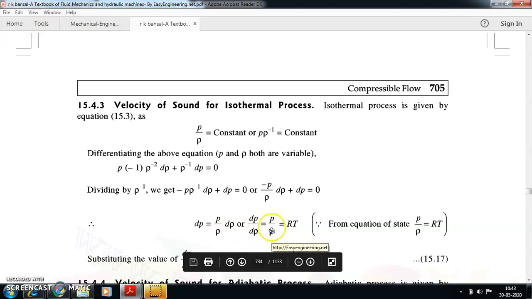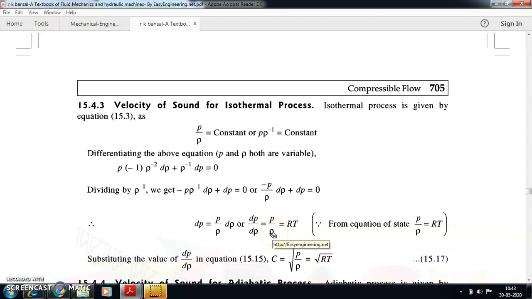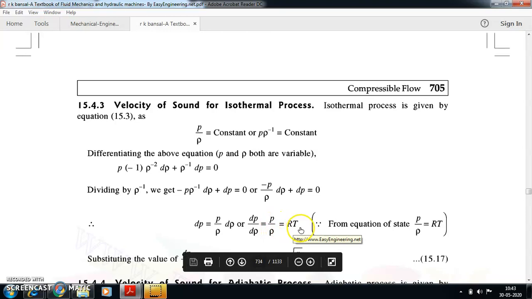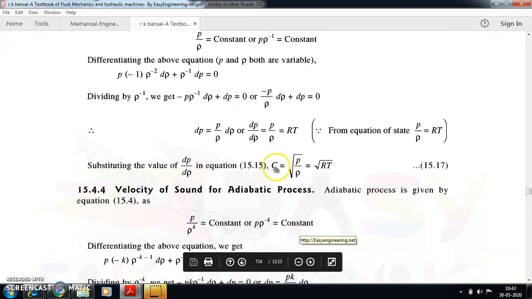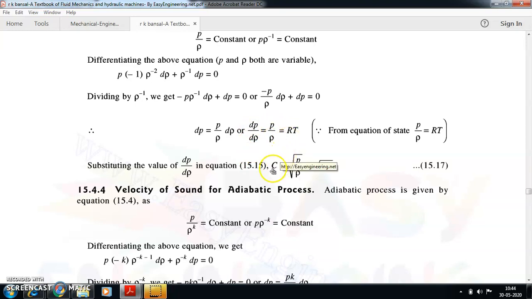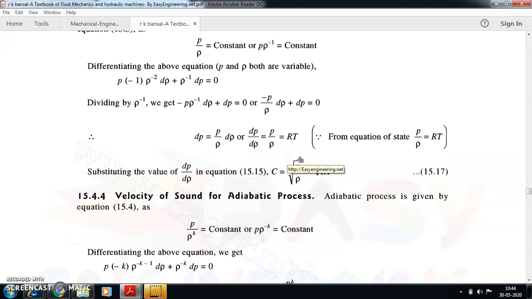From the equation of state, which was the first equation we have seen in this chapter, p by rho is equal to rt. This is very, very important. So now I can use this dp by d rho, which is p by rho, which is rt. In the equation c is equal to root of dp by d rho, I can substitute p by rho, and p by rho I can write as rt. So c is equal to root of p by rho, which is equal to root of rt.